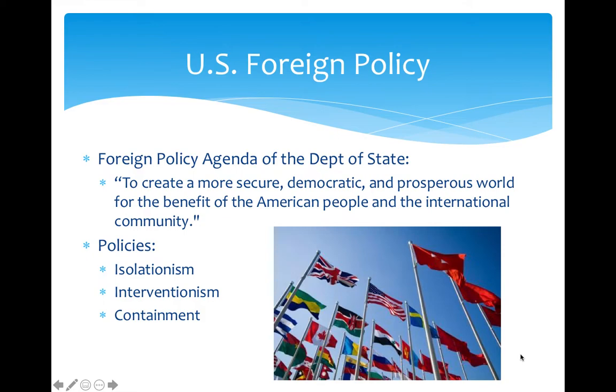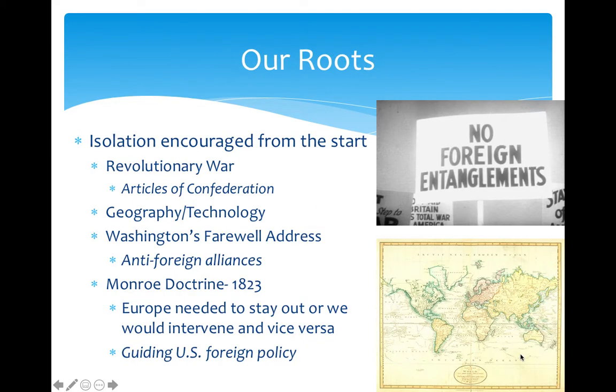But then during the Cold War, we will use a policy of containment, where it's to contain certain ideologies, specifically communism, to certain regions and to limit their spread to other regions and also to the world and to the United States of America. But you don't need to write down this slide right here. I would like you to write down this information right here. You do not need to write down the italicized, second bullet points there, but you do need to write down several pieces of information. So, isolation encouraged from the start.